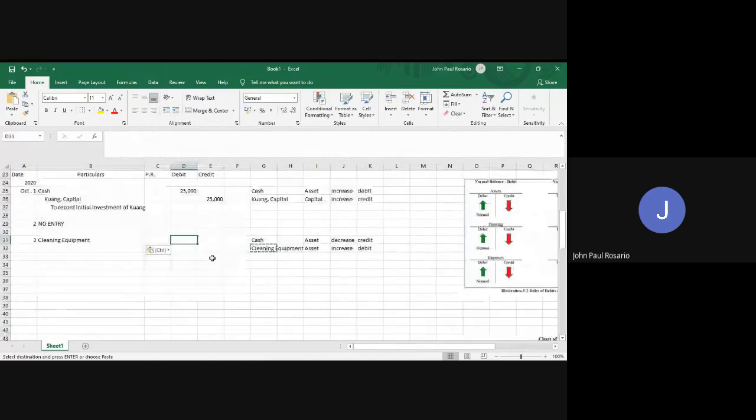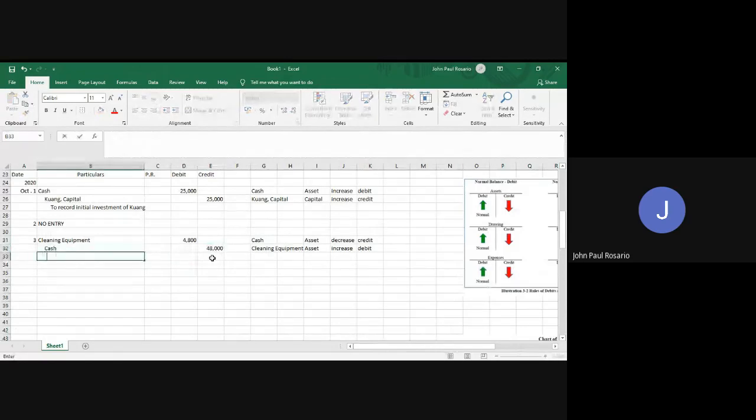4,800. Cash credit, 4,800. So if you're going to record, the explanation is to record the purchase of cleaning equipment for cash. Okay? So next.